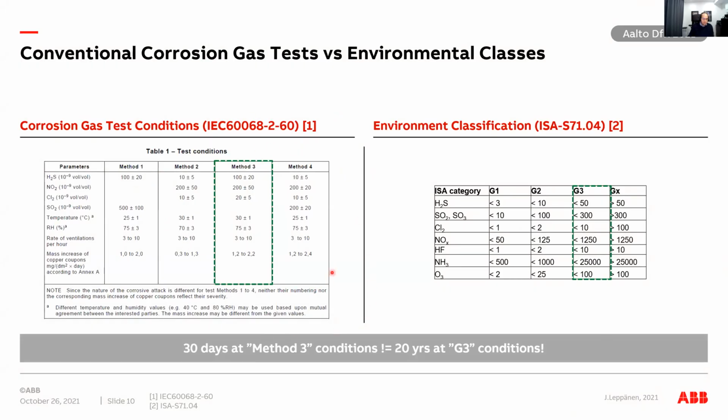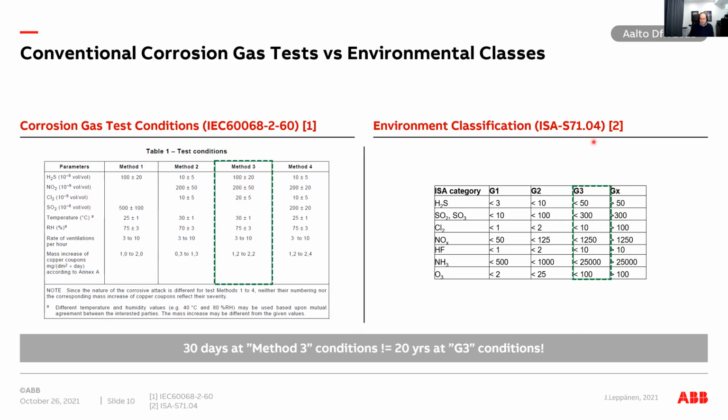Let's remind what the conventional corrosive gas tests are. First of all, there are different standards available. For example, this IEC standard describes a test method for corrosive gas tests with relatively low concentrations, so 100 ppb, 200 ppb NO2, and so on.